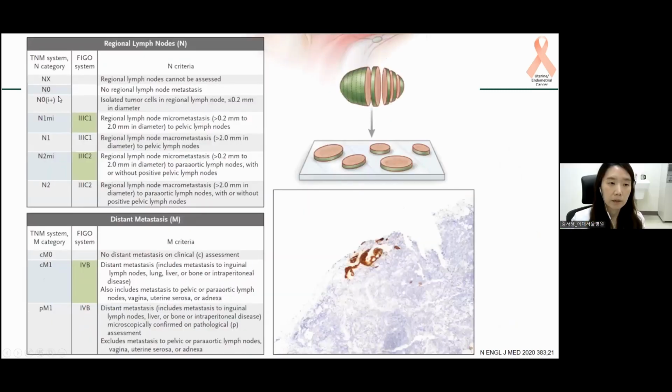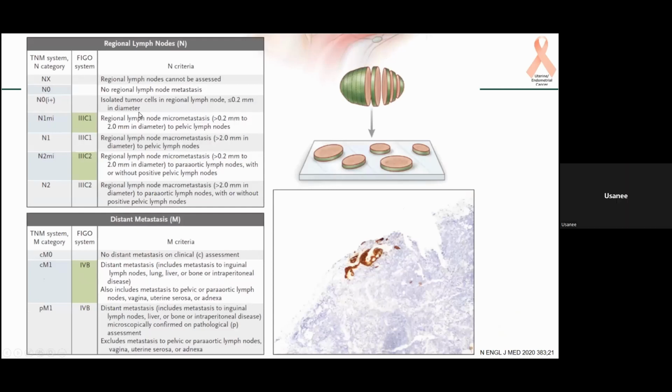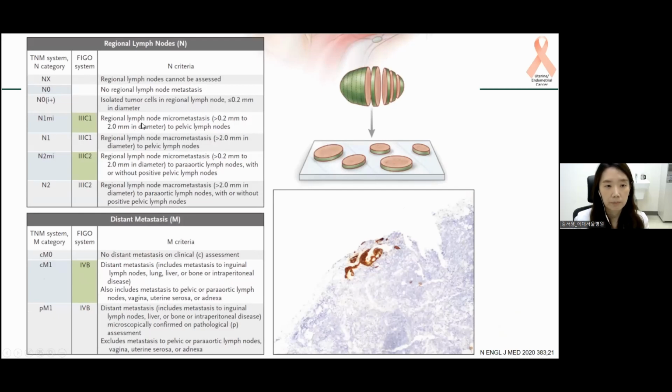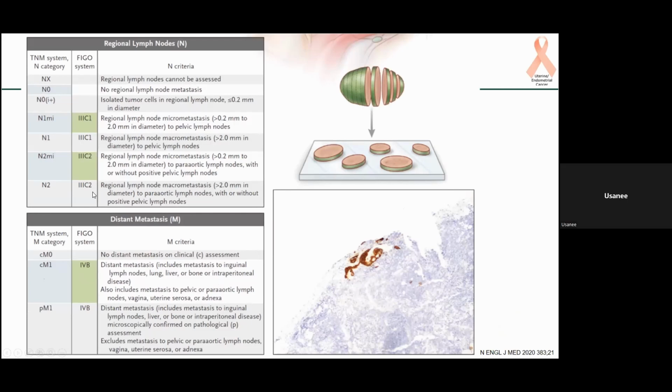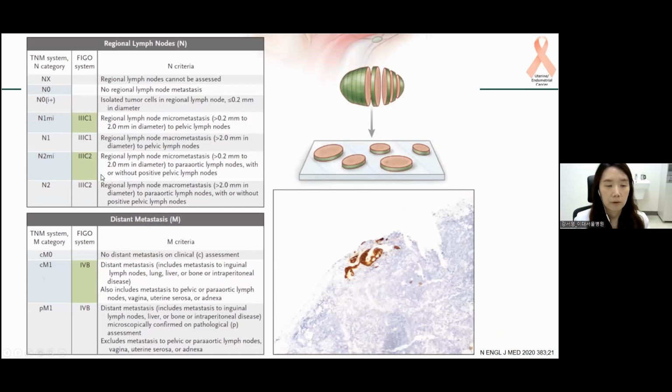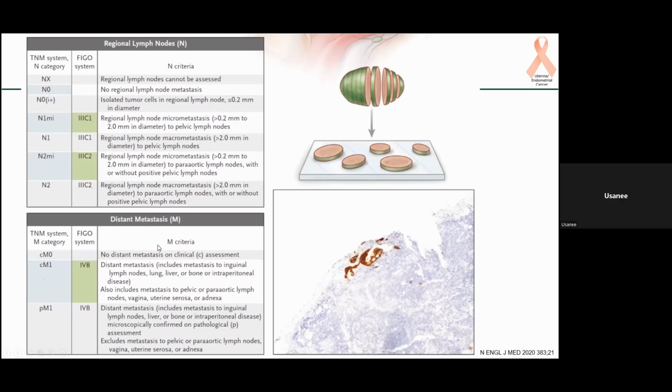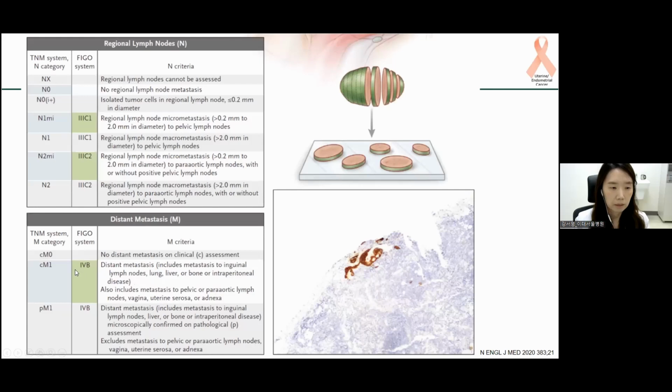The N staging is also similar to the cervical cancer staging. So N staging is the regional lymph node status, and it depends on the size and location of the lymph node. The N stage lymph node is confined to the para-aortic lymph nodes, and if the lymph node invades beyond the para-aortic lymph nodes, then the staging falls into M staging. And M staging means the patient has distant metastasis.